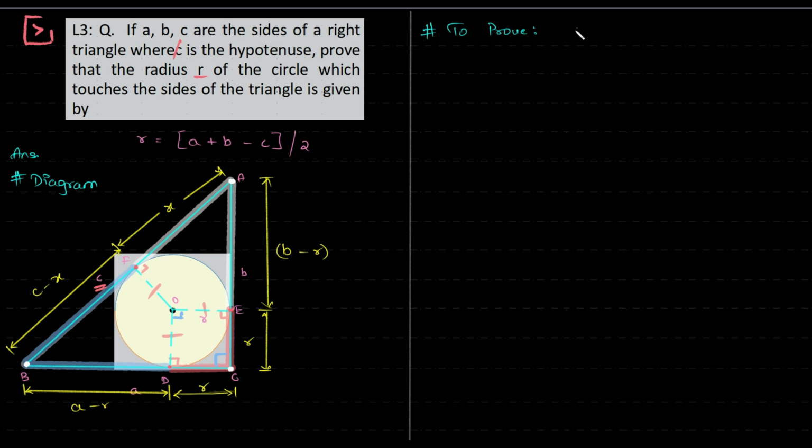We have R is equal to (A plus B minus C) divided by 2. And now we have the proof. Okay, first thing we'll start off with, consider a quadrilateral OECD. So we'll talk about OE being equal to OD as they are radius.